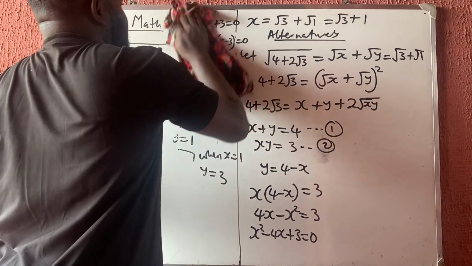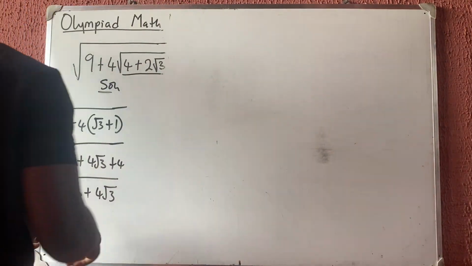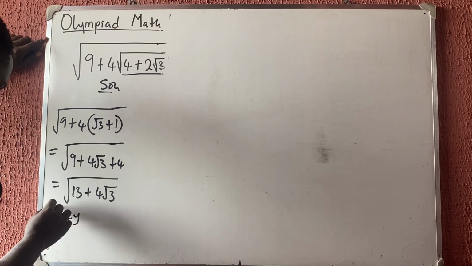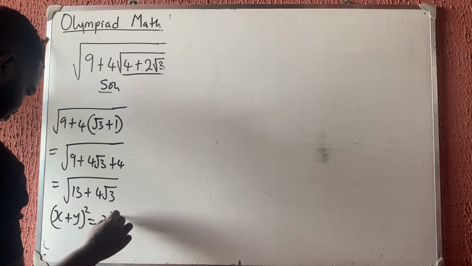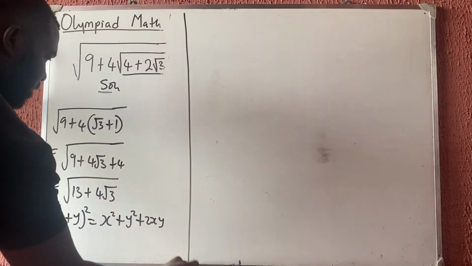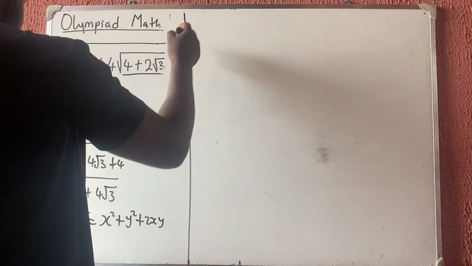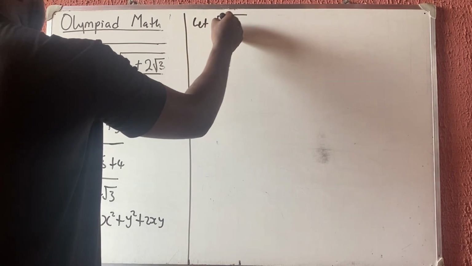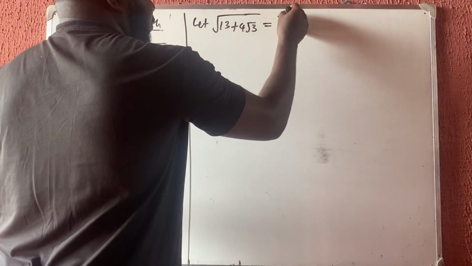Now this one looks exactly like what we did before. So since it looks exactly like what we did before, we can still do it again. Once you get to this place, try to make this look like x plus y all squared is equal to x squared plus y squared, then plus 2xy. So for us to make this look like that, I'm going to say let the square root of 13 plus 4 root 3 equal to, okay, I've used x before, so let me use y.